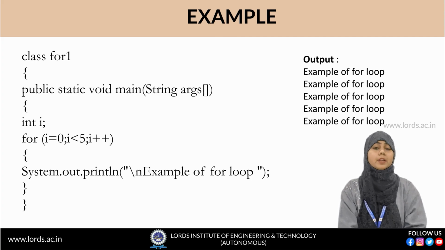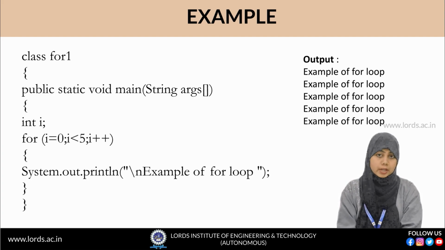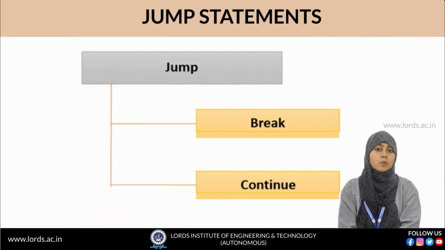Now what will happen? We are not asking to print the value of i. Inside the print statement, I have given a statement, example of for loop. This means this example of for loop would be printed 5 times. It will check 0 less than 5, true, so that particular statement would execute. Then 1 less than 5, and so on up to 5 less than 5, which means the loop will break, terminating the for loop.